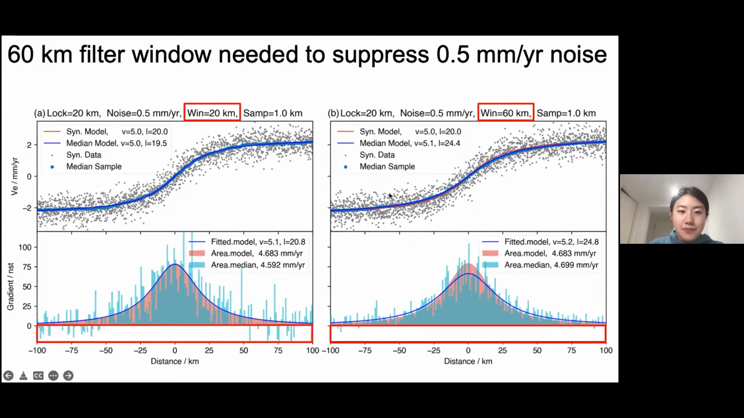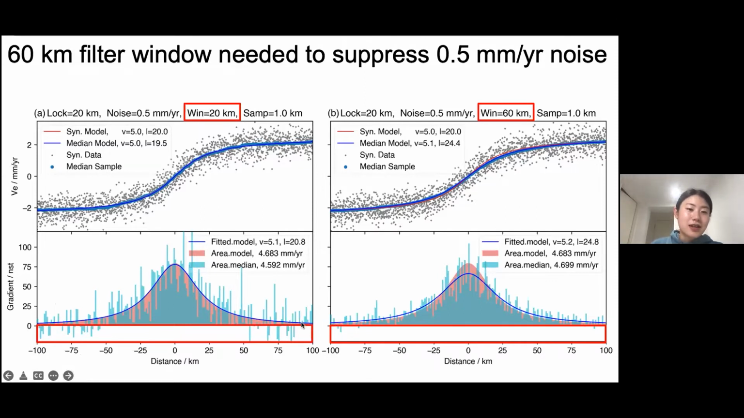After filtering and sampling the median value every 1 kilometer, that will reduce my noisy profile into the blue dots, which hug the red line a lot better. But still, there is some noise within the blue dots. And if I take a spatial derivative of the blue dots, that will give me these noisy blue bars, which are the velocity gradients across the profile.